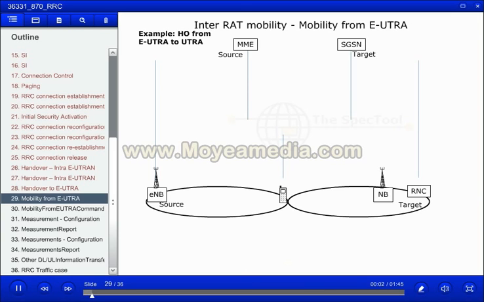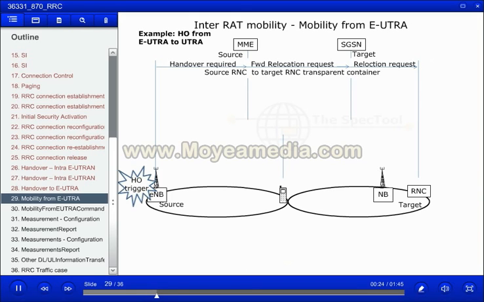In this example, the handover is from an EUTRA eNode B to a UTRA Node B for PS service. The handover is triggered in the serving eNode B, which selects a target Node B. The serving eNode B will send an S1AP handover required message to the MME, including the source RNC to target RNC transparent container, which is aimed for the target RNC. This message is encoded according to the target RAT standard, here UTRA. The message will be forwarded from the MME to the SGSN, then to the target RNC.